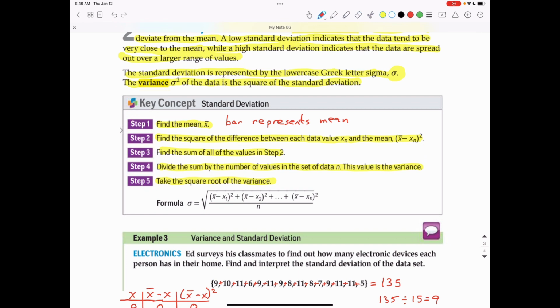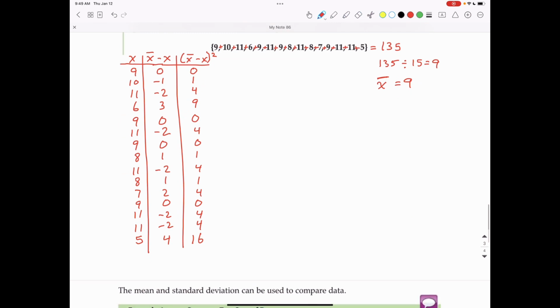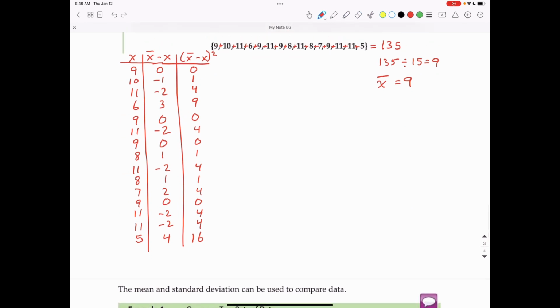Step 3, find the sum of all the values in step 2. So we've got this third column. We're going to add all of those together. So when you add 0, 1, 4, 9, 0, add all of those together, you should get 52.